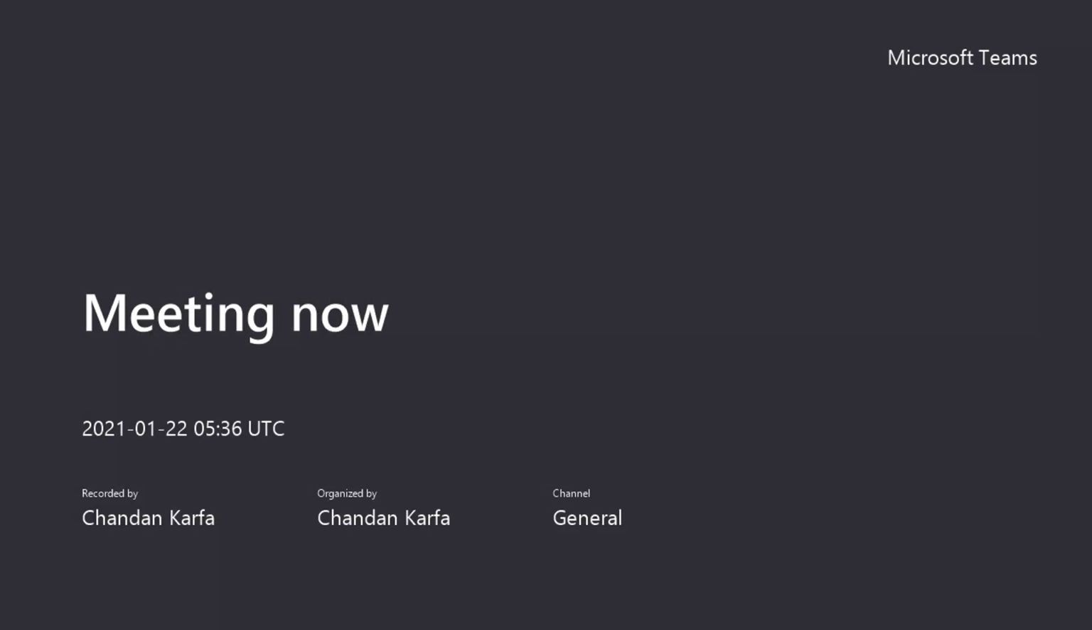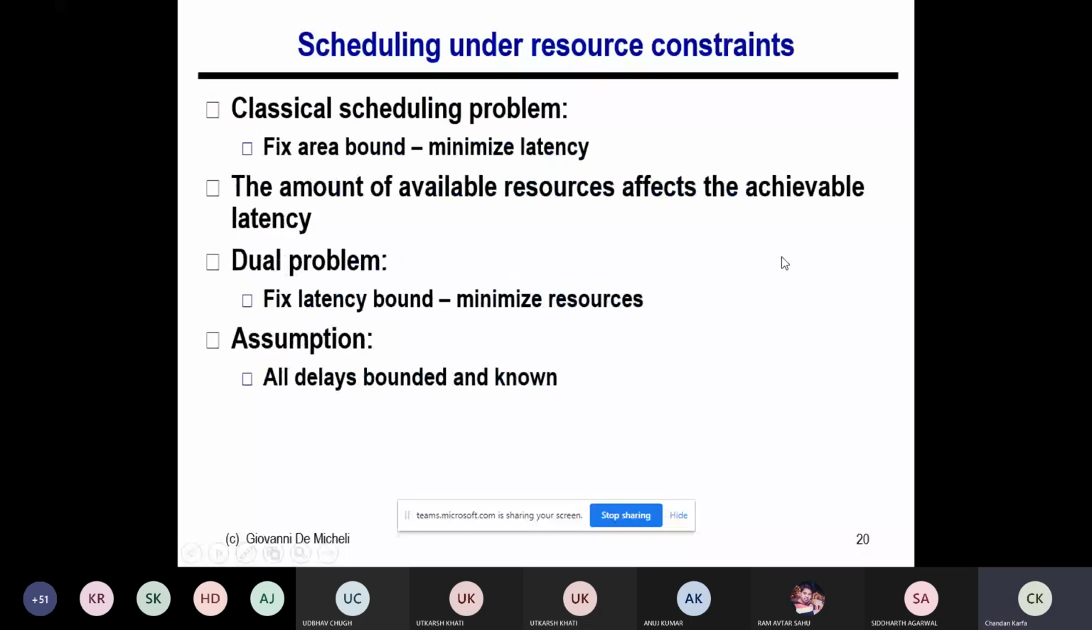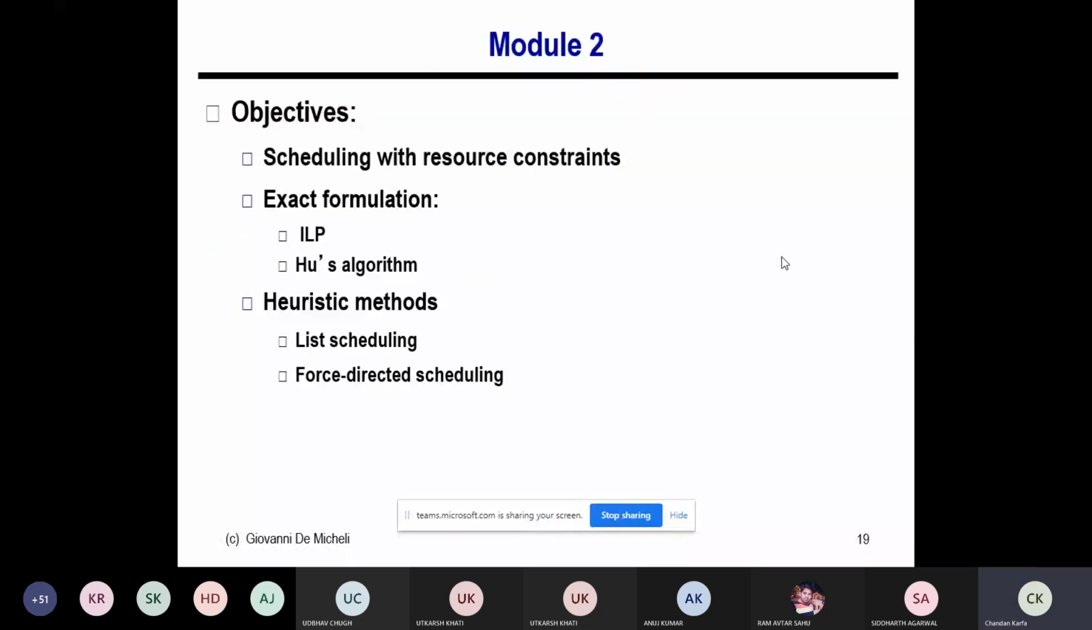I'll just recap the discussion and then we'll go further, right? So we are discussing the integer linear programming formulation of this scheduling problem, and specifically we try to solve the minimize latency under resource constraint.